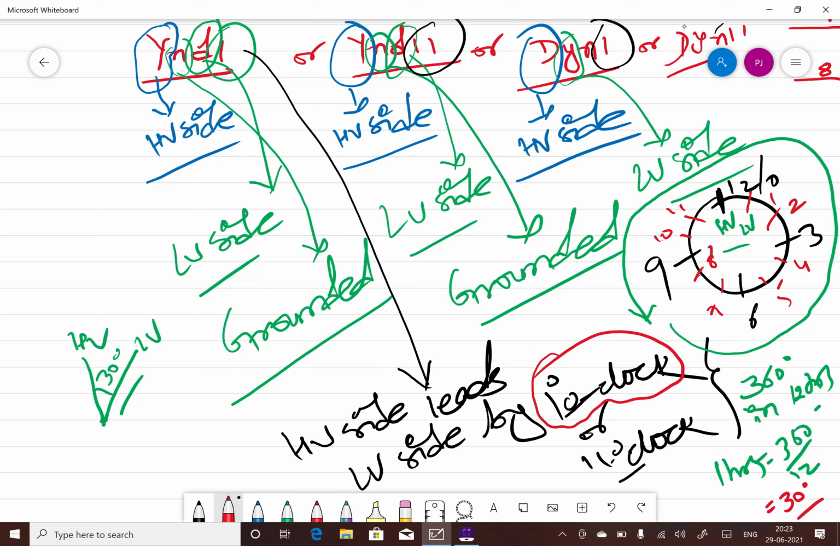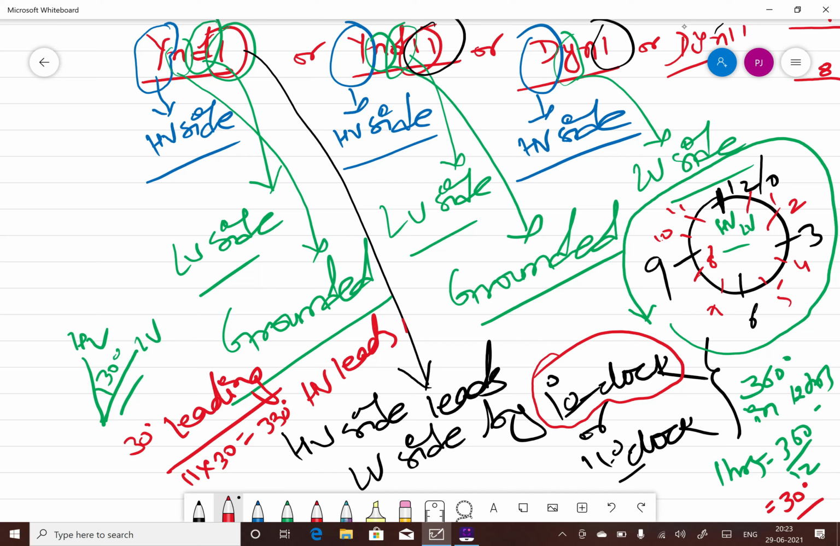So whenever it is given that the last digit is 1 or 11, when it is 1, that means it is 30 degrees, and HV is leading LV by 30 degrees. If it is given as 11, that means 11 into 30, which is 330 degrees. That means HV now leads LV by 330 degrees.